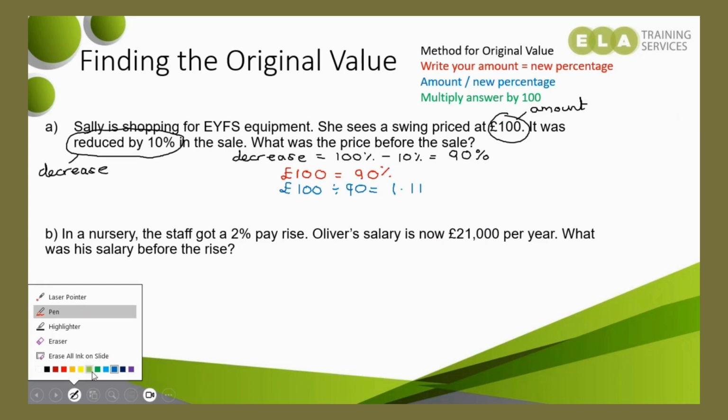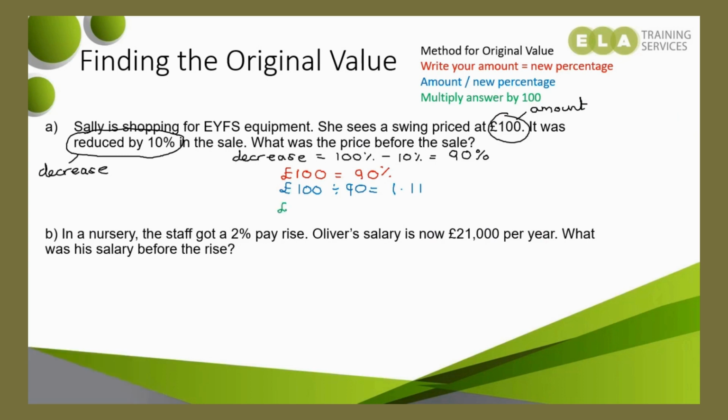And then we times that by 100. So £1.11 times by 100 tells us that the original price is £111, with our decimal becoming 11 pence as well. And that is our answer.